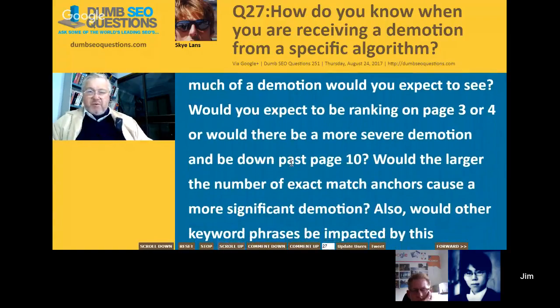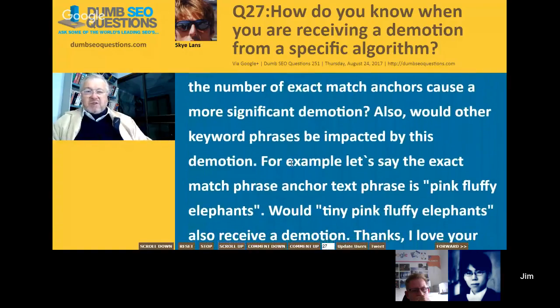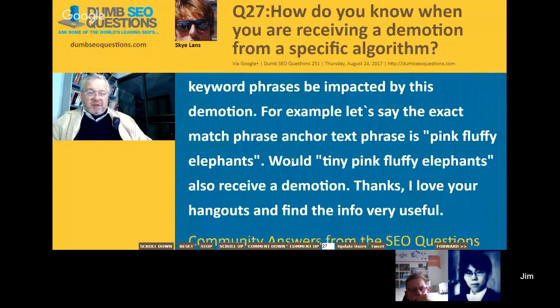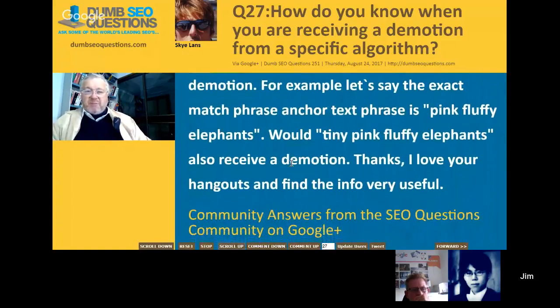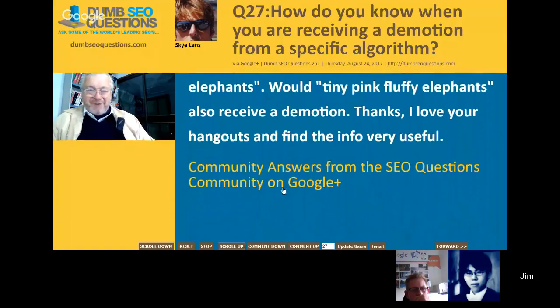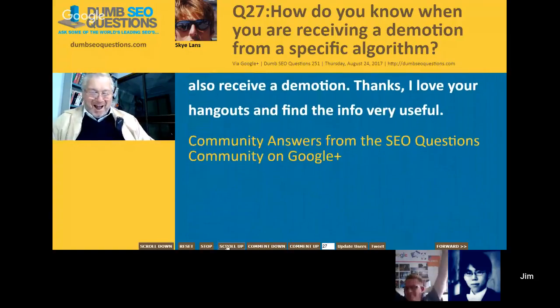I reckon page 3 or 4 is fairly severe. And be down past page 10. Would the larger number of the exact match anchors cause a more significant demotion? And also, would other keyword phrases be impacted by this demotion? For example, let's say the exact match phrase is pink fluffy elephants.